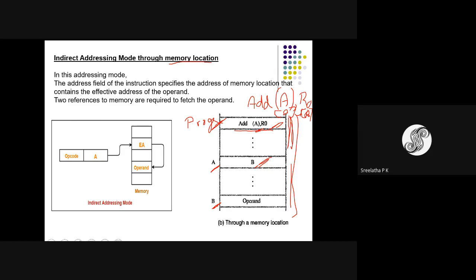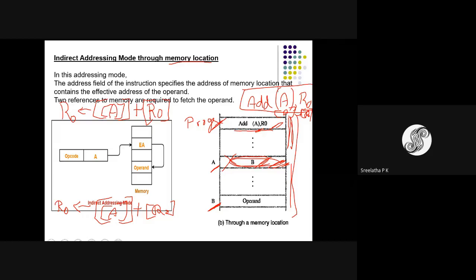Now what has to be added if it is this instruction? A's content will give the address where the actual operand is present. And that operand's content is added with the content of R0, and the result is stored in R0. It is not directly adding the content of A. You are not directly adding this content. This gives the effective address, and the content of that address is added with R0, and the result is stored in the R0 register.